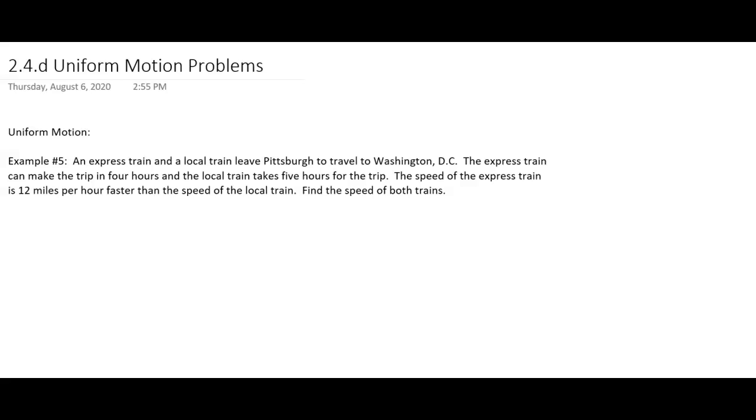Uniform motion problems. The formula for uniform motion problems is that distance equals rate times time. Usually we write it as d equals rt. Okay? That's been a formula around forever. So if you're traveling at 60 miles an hour and you drive for 5 hours, you're going to go 300 miles. That's the idea, okay?